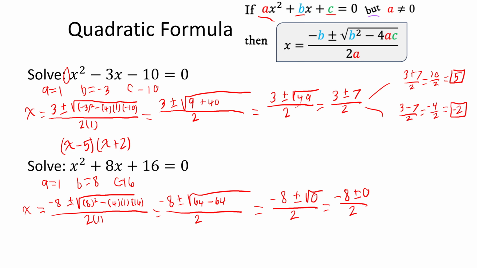Now, it doesn't matter if I add or subtract the 0 to 8. It's going to leave me with one answer, negative 8 over 2, which is equal to negative 4. So this quadratic only has one solution, which is negative 4.